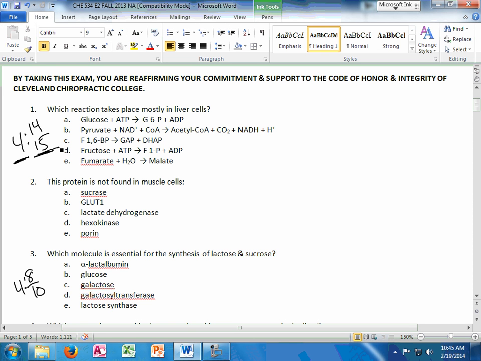It's talking about which reaction takes place mostly in liver cells. Remember, the liver is what's going to be processing all of the other sugars, fructose, mannose, galactose, primarily. So it's good practice to go through all the other answers and make sure you can identify what's the Krebs cycle, TCA cycle, identify what the PDH complex is, and these are both glycolysis reactions. So glycolysis is going to come up again, so make sure you are really good with those reactions still.